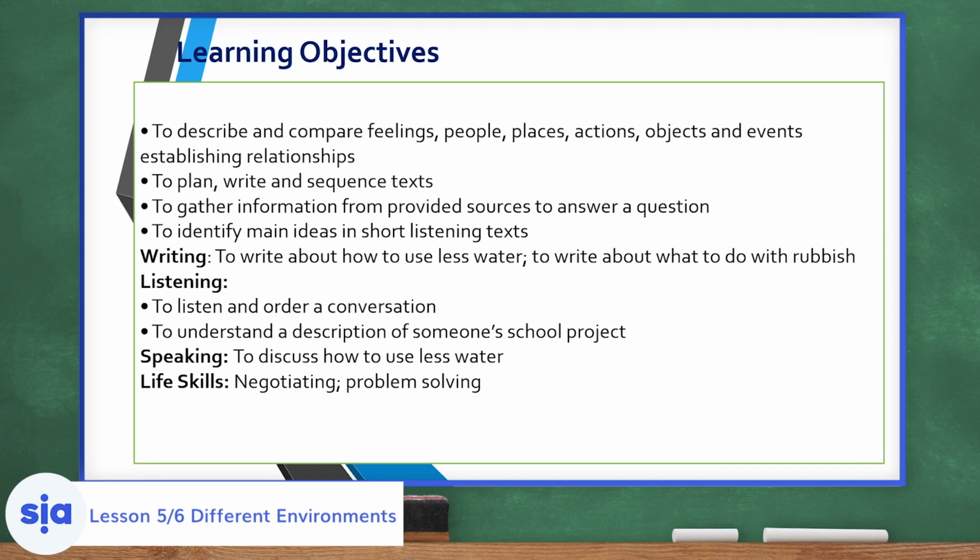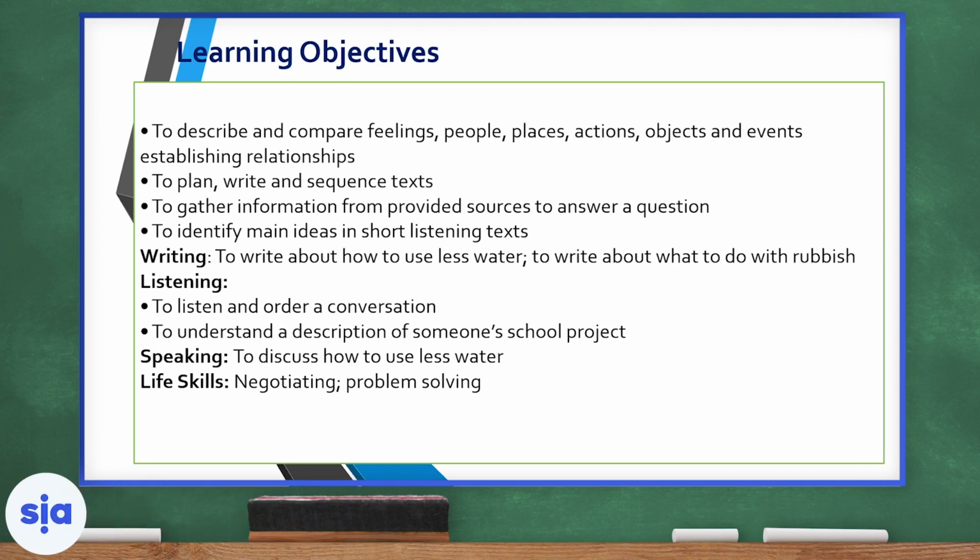We will plan, write, and consequence texts. We will gather information from specific sources we have, and we will identify a main idea in a short listening text. Then we're going to write about how to use less water, and we will write about what to do with rubbish. We will listen and order a conversation. We will understand a description of someone's school project. We will discuss how to use less water, and we will negotiate and learn to problem solve.